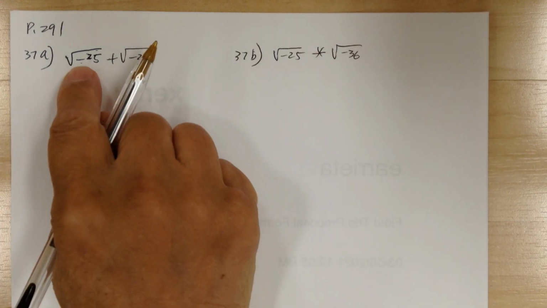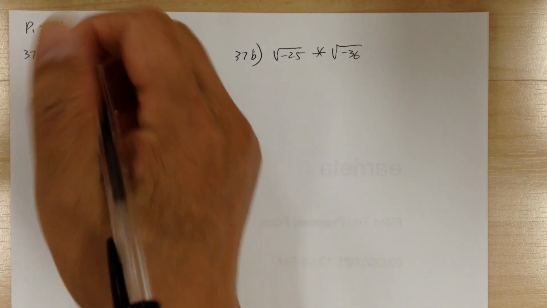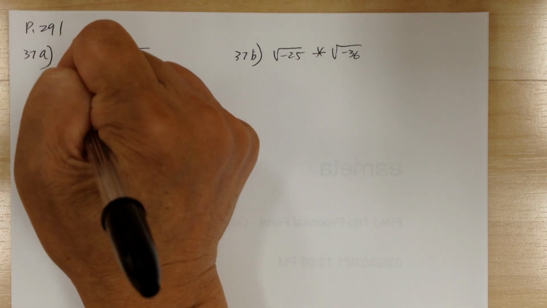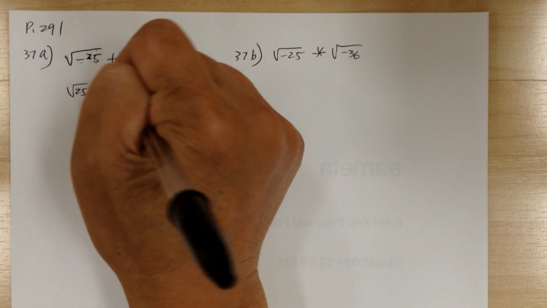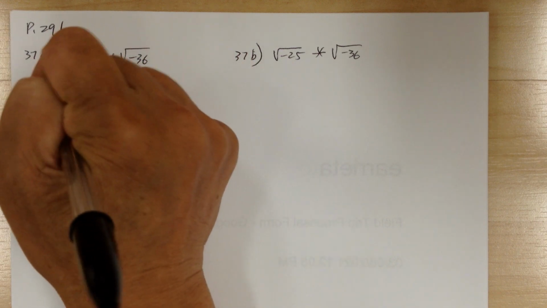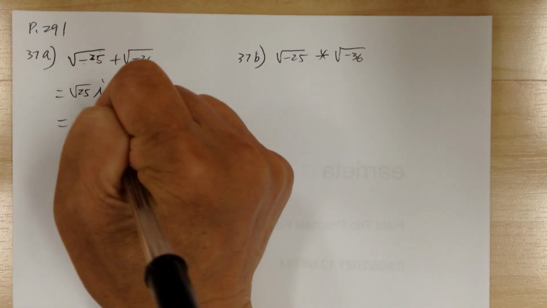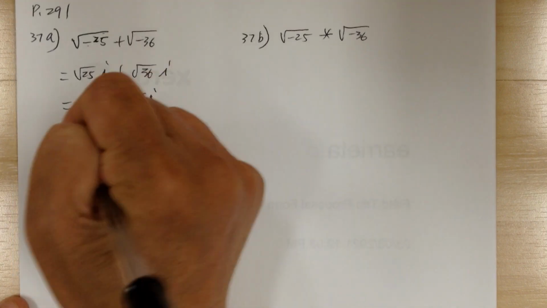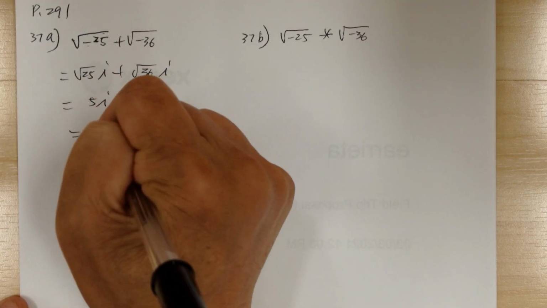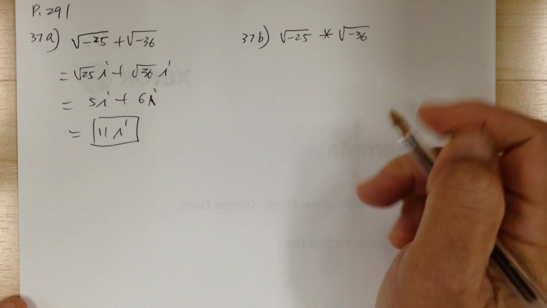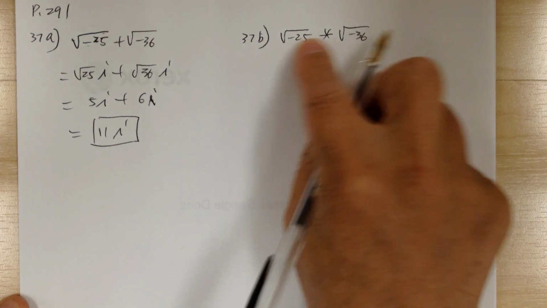Okay, so first again, as soon as you see the negative, you have to make it into i. So this is equal to square root of 25i plus square root of 36i. So this is equal to 5i plus 6i. And so this is equal to 11i. Okay. Now this one over here, again, first you have to take care of the i.